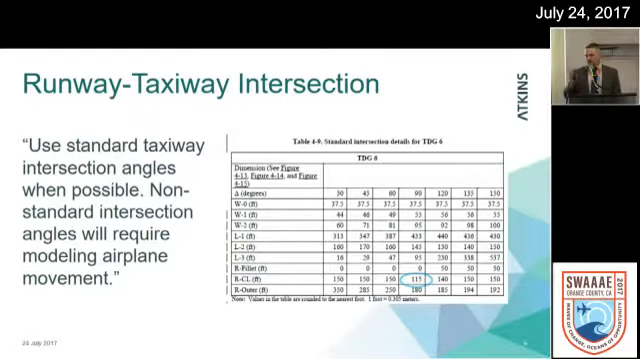Next, we look at the runway and taxiway intersection. How does that geometry work? So we want to use standard taxiway intersection angles whenever possible. The 3-node concept: straight, left, right, 30, 60, 90-degree turns. Non-standard intersection angles will require that you model the aircraft movement at that intersection.